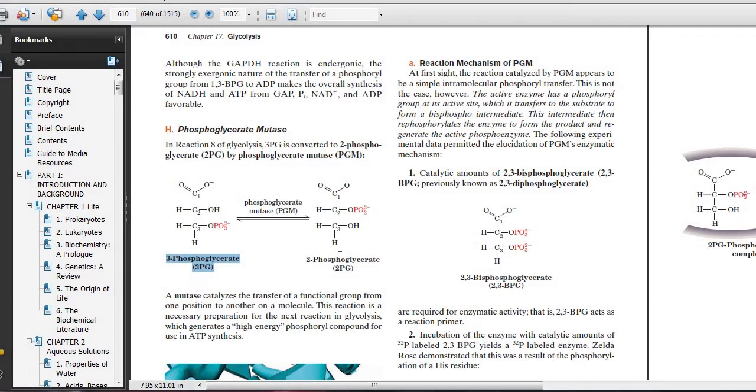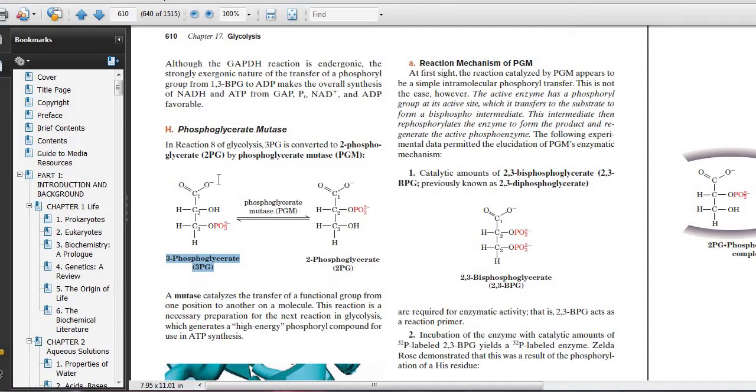Whenever a group is moving from one part of a molecule to another part, the enzyme is known as a mutase. In this case, the phosphate group is moving from position number 3 to position number 2, or if you transfer phosphate from position number 3 to position number 1, then the same enzyme, the mutase, will be present. So mutase catalyzes the transfer of a group from one position to another within a molecule. In this case it is phosphoglycerate mutase.